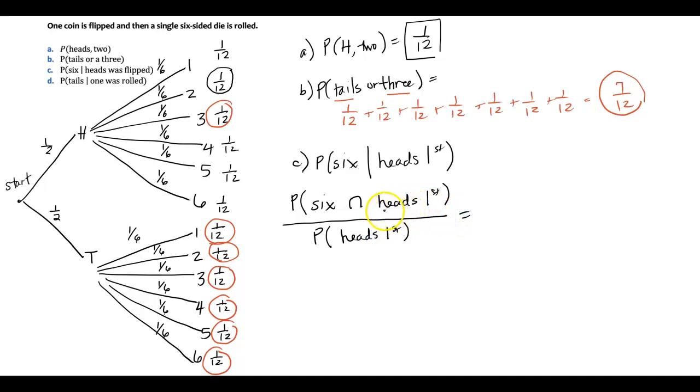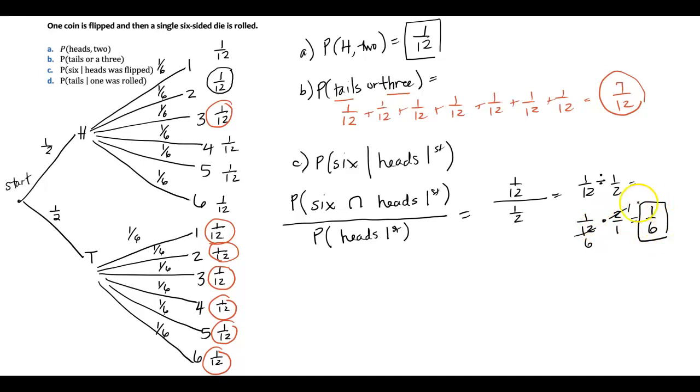So if we follow the branch for 6 and heads, that would be following heads first and 6 second, we get 1/12. Looking at the denominator, heads first is 1/2. This becomes 1/12 divided by 1/2, or using our arithmetic 1/12 times 2/1, and that ends up reducing to 1/6.